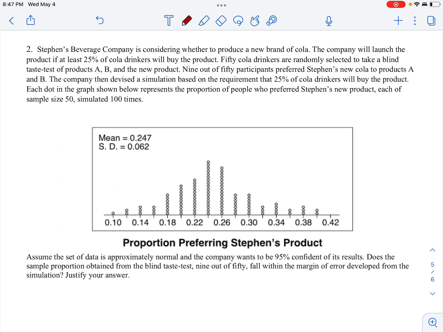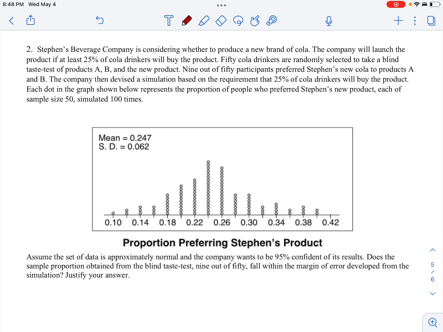So this last question is talking about a beverage company, and they're considering whether or not to produce a new brand of cola. The company's going to launch their product if at least 25% of cola drinkers will buy it. 50 cola drinkers are randomly selected to take a blind taste test of products A, B, and the new one. 9 out of 50 participants preferred the new cola to products A and B.